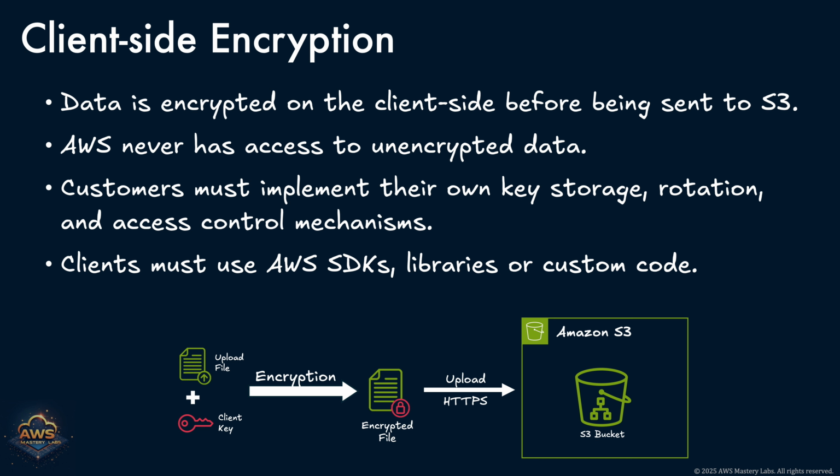Since Amazon S3 only receives and stores the encrypted version of the data, it plays no role in the encryption or decryption process. Later, when the object is retrieved, the client must again supply the same encryption key to decrypt the data locally. This ensures that only clients in possession of the correct key can access the original content, keeping the data completely protected, even if unauthorized access to the S3 bucket occurs.